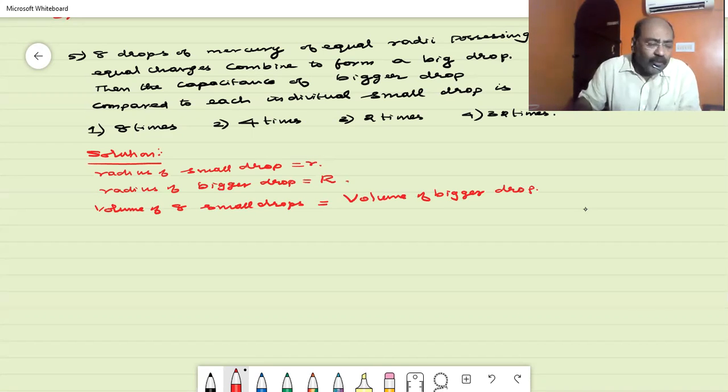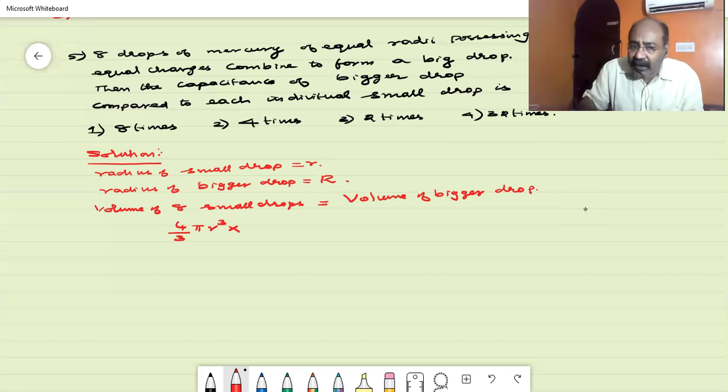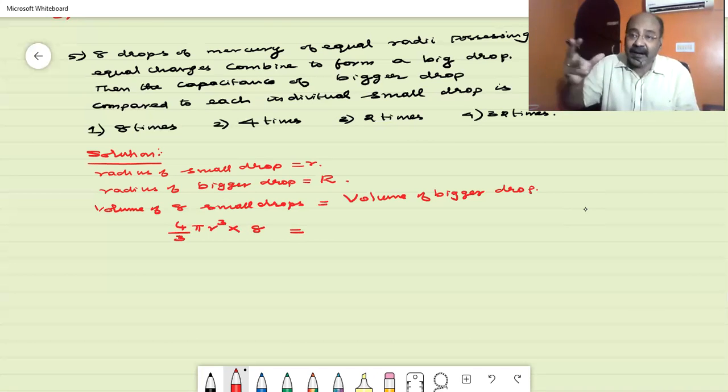What is the volume of a single drop? A drop is in the form of a sphere. So the volume of one droplet is 4 by 3 pi, radius for the small droplet is small r, so r cube multiplied. This is for one droplet. You multiply it with 8, which will be equal to the volume of one bigger drop. So the volume is given by 4 by 3 pi capital R cube.